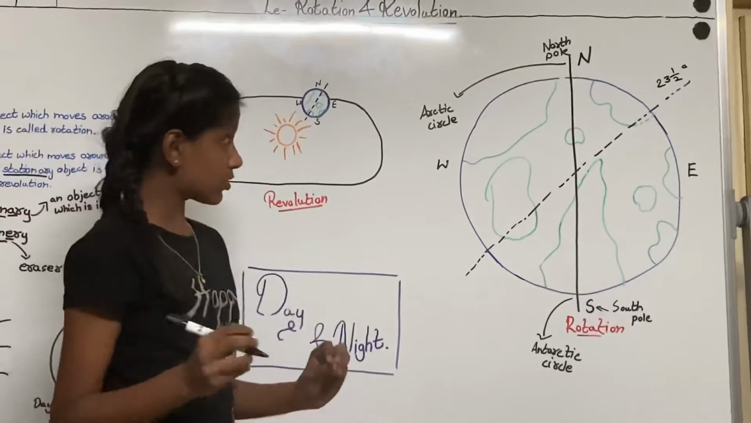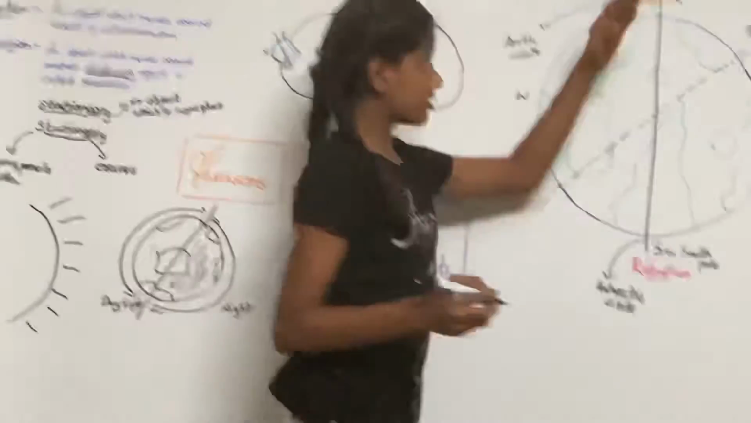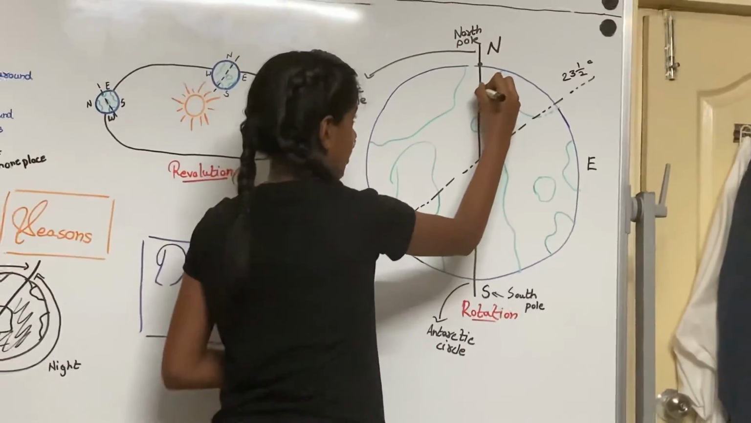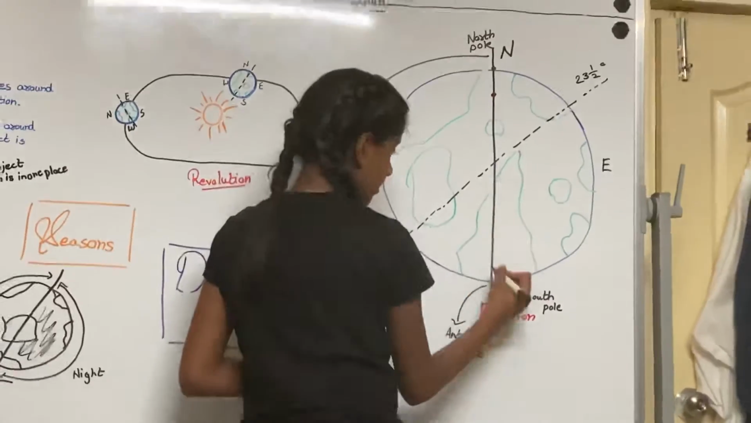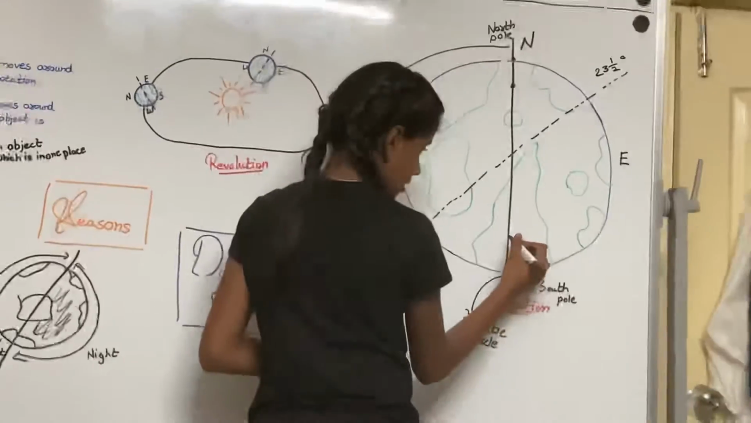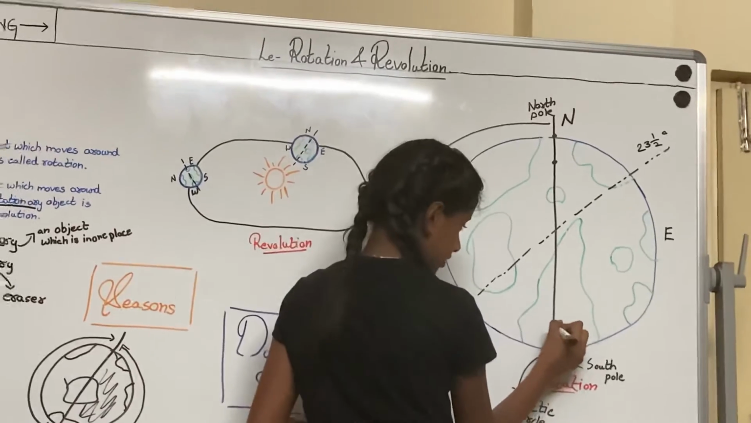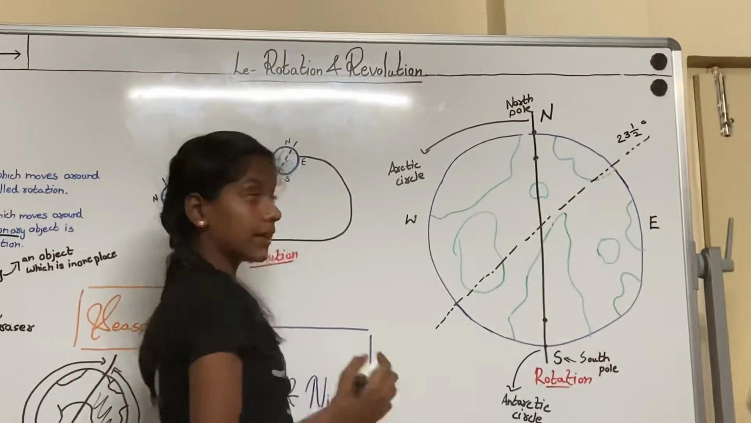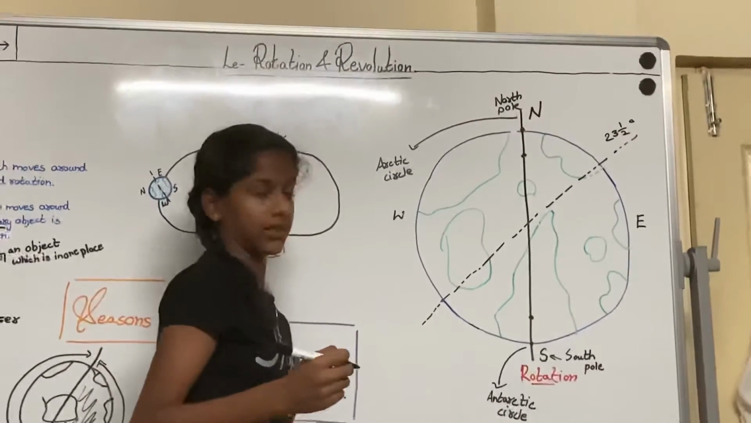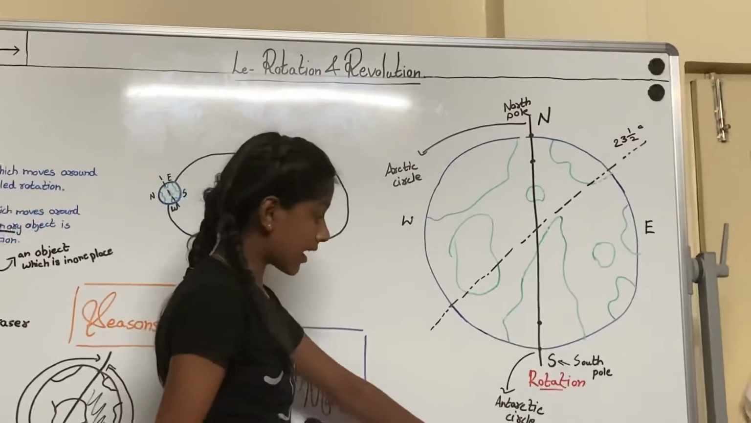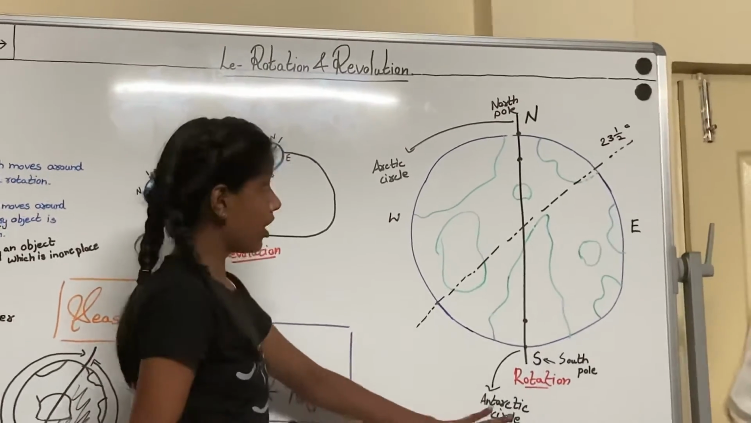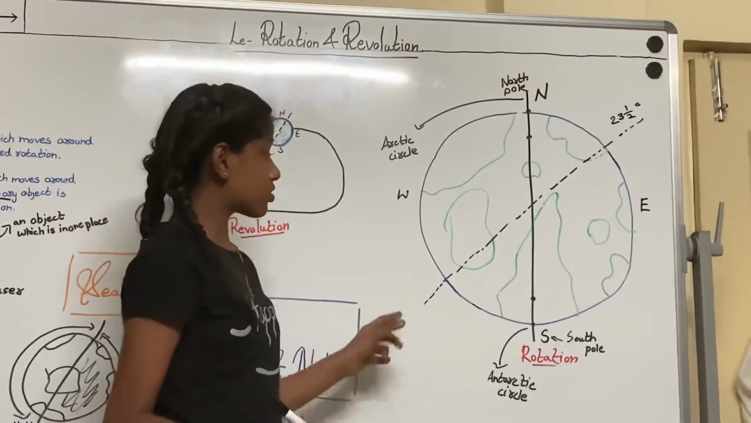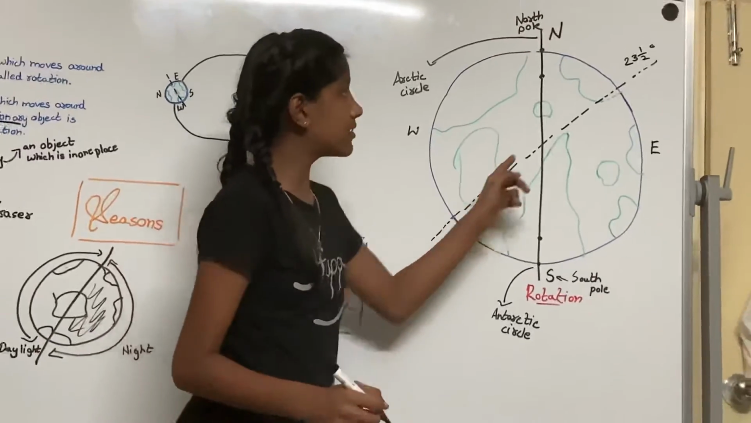Okay, now let's not talk about the poles, because the pole is here and the Arctic Circle is here, the South Pole is here, the Antarctic Circle is here. Okay, let's say Arctic and Antarctic Circle. So why is the Antarctic Circle colder than the Arctic Circle? This is also because of the Earth's tilt.